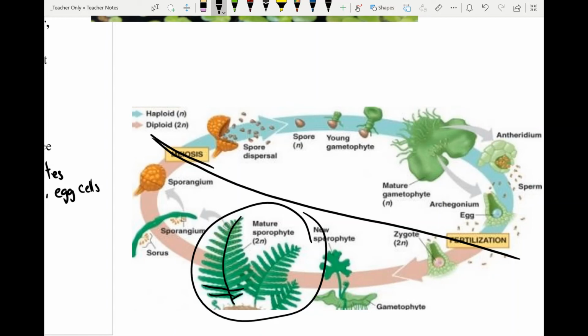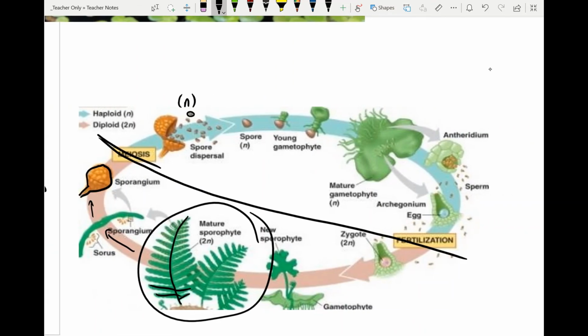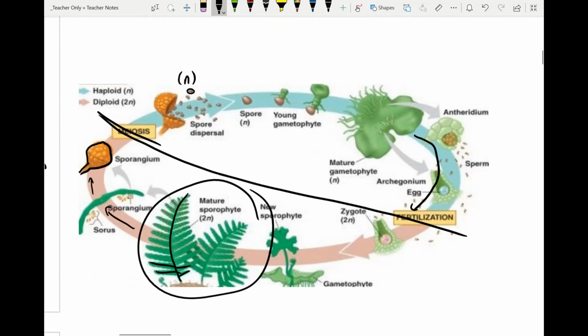At some point it makes these little spores. If I go this way, it has these little spores, or sporangium, at the bottom of their leaves, and then these release single haploid spores that then grow into something called a gametophyte. And then through fertilization, the gametophyte grows a new sporophyte. And you can actually see in this picture, they're attached.